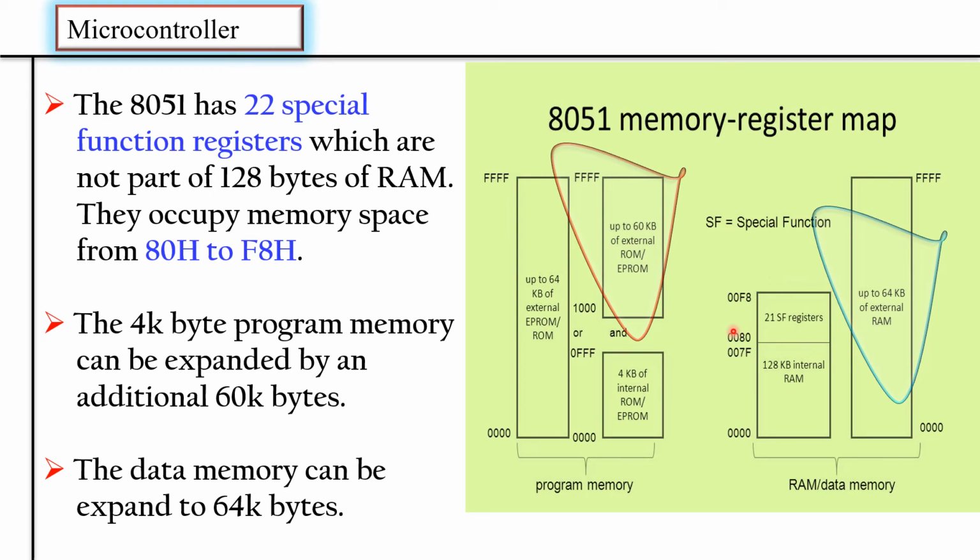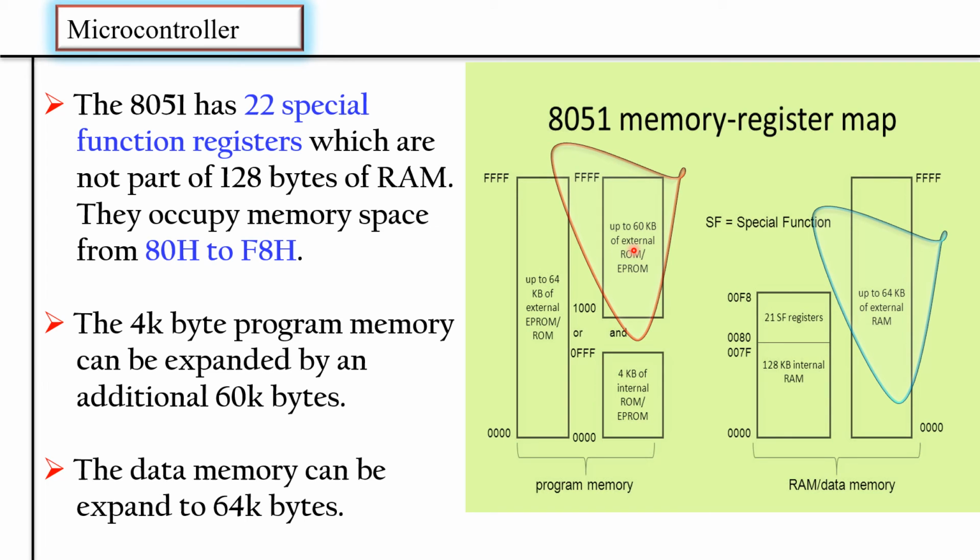Is it clear? Then the 4 kilobytes of program memory can be expanded by an additional 60 kilobytes, right, from 1000 to FFFF. So it can be expanded to how much? 60 kilobytes. See, 64 kilobytes of program memory. So it can address 64 kilobytes of program memory. So additional how much memory? It can be expanded by 60 kilobytes of memory, right?